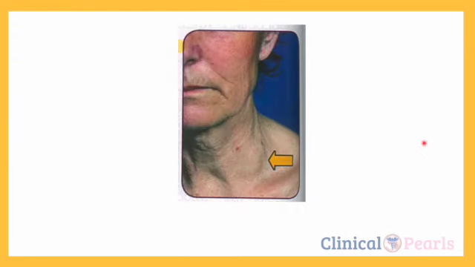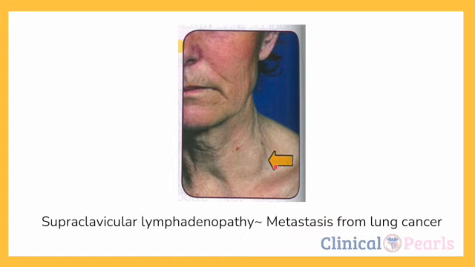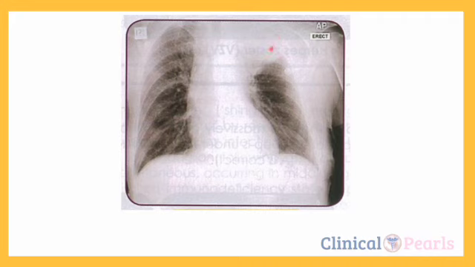That's it. Next is supraclavicular lymphadenopathy, which is associated with metastasis from lung cancer, particularly Pancoast tumor, a tumor in the apical part of the lung. This X-ray shows that Pancoast tumor.